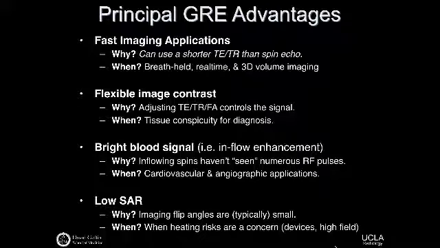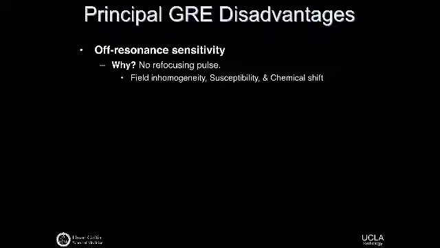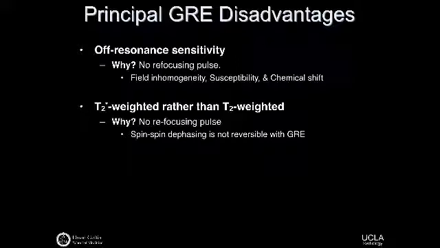Of course, if there's advantages, there's disadvantages. One of the biggest ones probably is that you have so-called off-resonance sensitivity. Why? Well, this sequence, you'll see in a second, has no refocusing pulse. And the refocusing pulse was the key to the spin echo sequence, and it let you deal with several sources of off-resonance: field inhomogeneity, susceptibility, chemical shift, etc. And we'll see that you also get T2 star weighted images rather than T2. So spin echo is good for T2 weighted images, gradient echo is good for T2 star weighted, and again, that's related to the fact that we don't have a refocusing pulse. And so spin-spin dephasing is not reversible with a gradient echo acquisition.